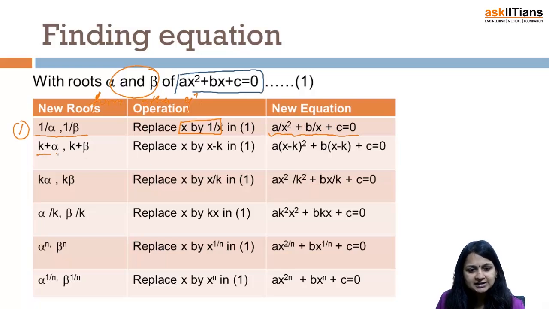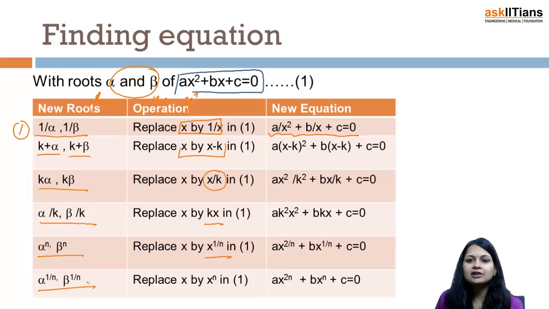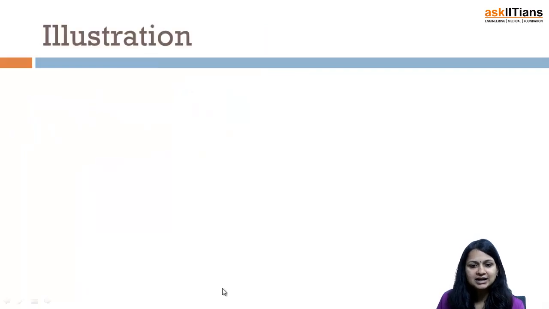If it is k plus alpha, k plus beta, I'll replace x by x minus k. For k alpha, k beta, I'll replace x by x upon k. For alpha upon k, beta upon k, I'll replace x by kx. For alpha raised to the power n, beta raised to the power n, I'll replace x by x raised to the power 1 by n. And finally, for alpha raised to the power 1 by n and beta raised to the power 1 by n, I'll replace x by x raised to the power n. It will be clearer if I take one illustration.